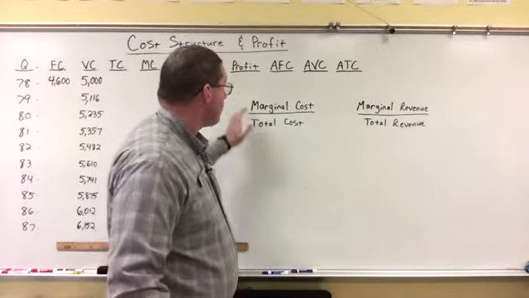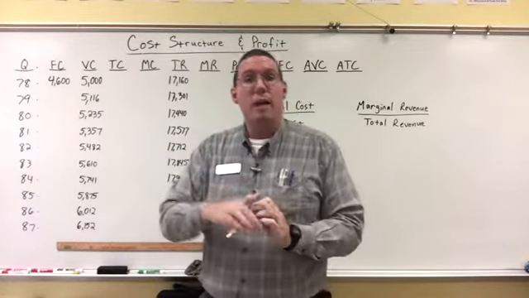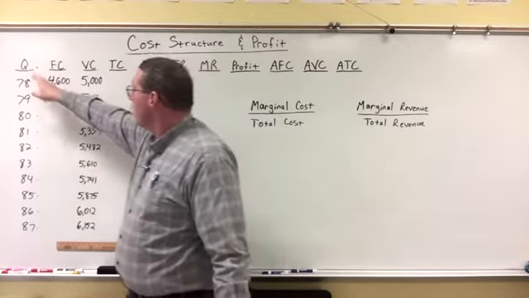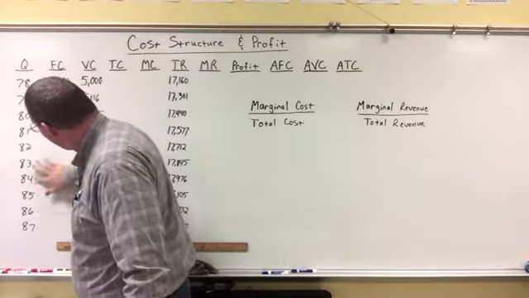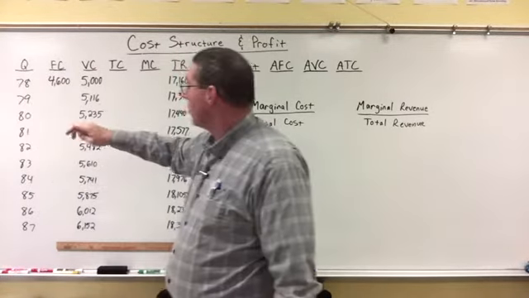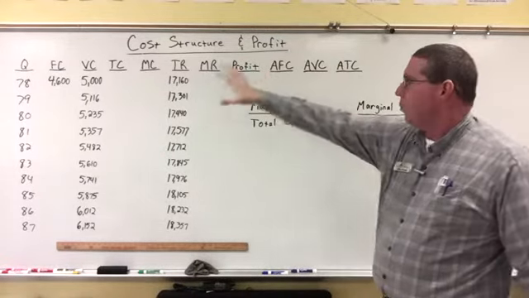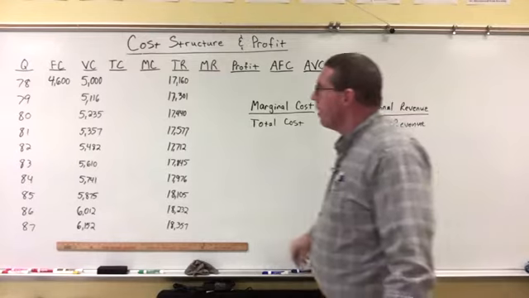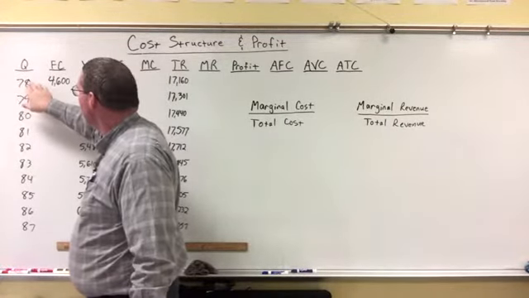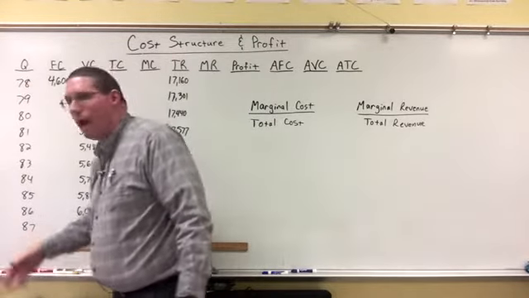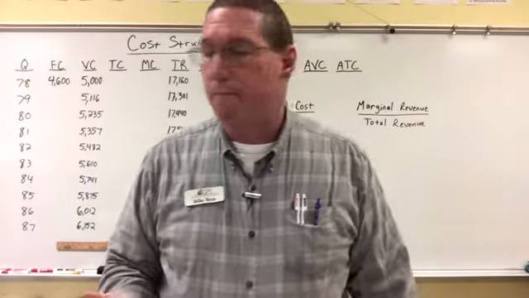Okay? Now, when talking about businesses, the one more is usually, in most cases, the quantity that is produced by the business. So in this particular case, what you can see here is I've created a table, and I'm going to erase this stuff, and we're going to complete this table together. And what I've done is I've given you quantities that begin at 78 and go up to 87. So we're kind of in the middle of the production schedule for a business.